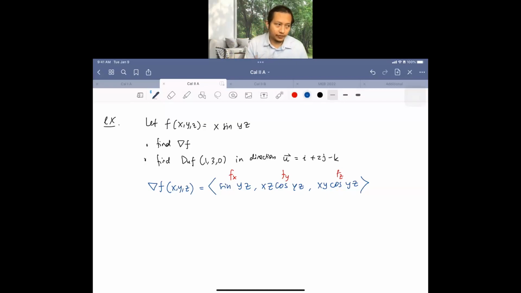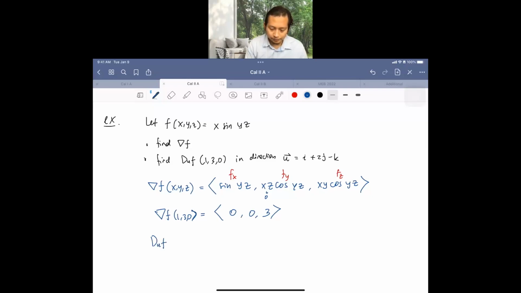Okay, now we have the gradient vector. We can input our numbers (1, 3, 0). All of them have z inside the trigonometry. For sine, it will be 0. And for partial y, it's also 0. And for partial z, this will be 3, right? So we input (1, 3, 0) into the equation of the gradient.